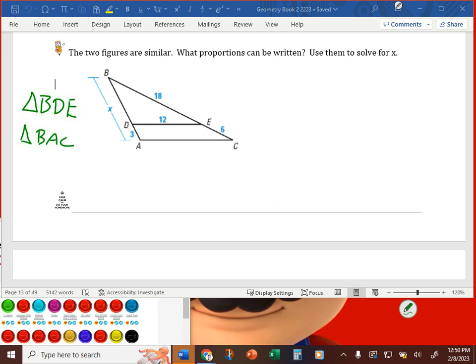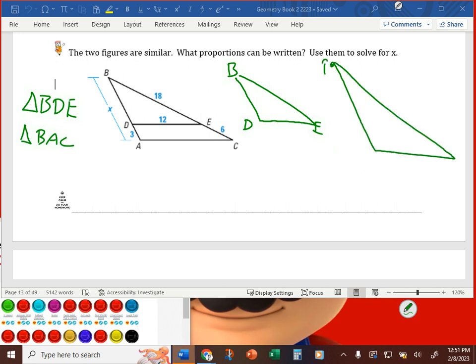Okay? But we're looking for what proportions can be written, and it might help you to actually draw these two triangles out. Here's B, comes down like this, over like this, up like that. Here's D, here's E. And then if we draw the larger one, again, here's B. This one is large, it goes down like this, up like this. We got B here, we got A here, and we've got C there. Okay?